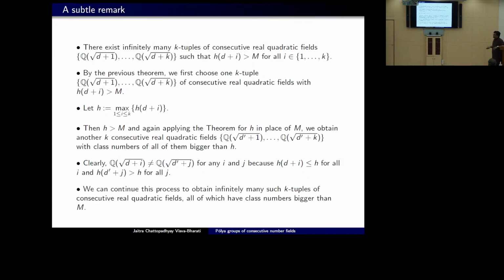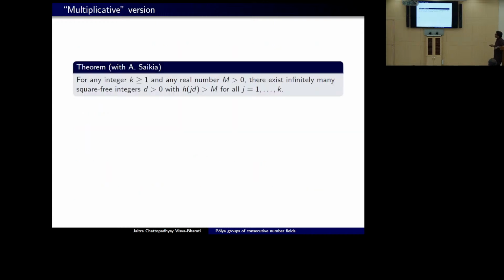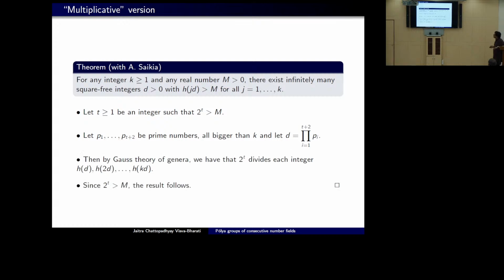Now again we can repeat this to obtain another k-tuple, then repeat the process to obtain another k-tuple. Likewise we can continue indefinitely. So not only do we have one k-tuple, but infinitely many such k-tuples. There is also a multiplicative version, and I am not going into the detail of this. If you consider Q(√(d+1)), Q(√(d+2)) up to Q(√(d+k)), you can also consider Q(√(2d)), Q(√(3d)) up to Q(√(kd)). The proof is almost similar. In fact, in this case the proof is easier because the discriminant appears in a multiplicative way, so it is easier to catch hold of the prime divisors of the discriminants. So I am not going into this.